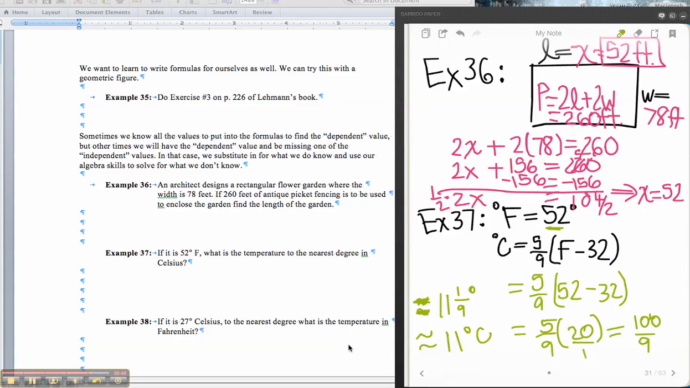All right, that'll wrap it up for this particular instance. I'm going to go ahead and end this, and I will start example number 38 in the next lecture.